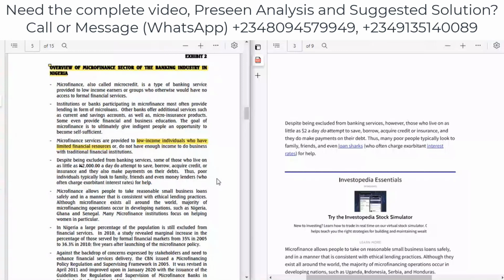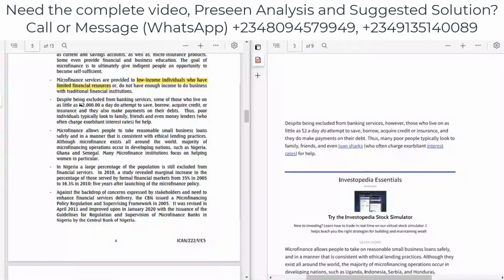So that is just giving us an overview of the microfinance sector. Microfinance allows people to take reasonable small business loans safely and in a manner that is consistent with ethical lending practices. Although microfinance exists all over the world, the majority of microfinancing operations occur in developing nations such as Nigeria, Ghana, and Senegal. Many microfinance institutions focus on helping women in particular. That is all those traders, all those women.